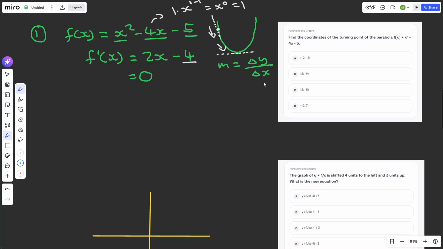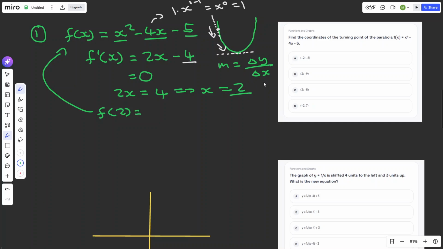So now we equate this to 0 and then we solve for x. So 2x equals 4, I'm just going to transpose the 4 to the other side, and then x is equal to 2. So now we found that point. You take that point and then substitute it into the original function, which is this one here.